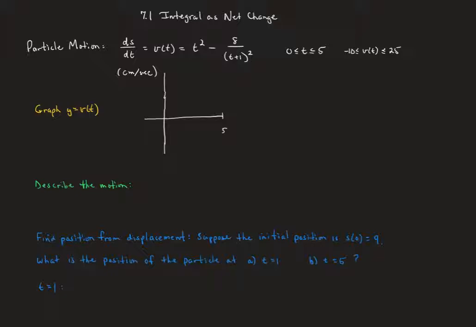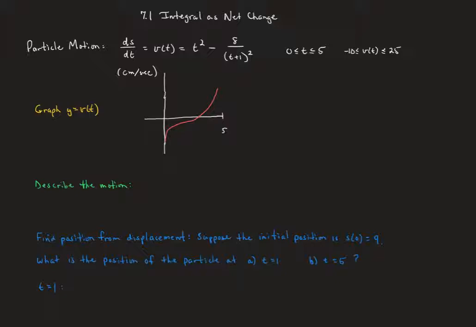So a good window for us, we can do it with our x and y. Our t is going to be the x, and our y is going to be the velocity. You can choose your x min and x max to be 0 and 5, and your y min and y max to be negative 10 and 25. If we graph that, it's going to look something like that. Now, we're asked to describe the motion of this.